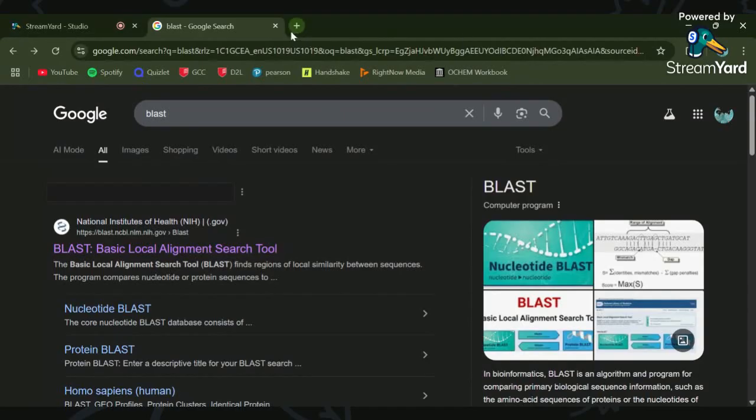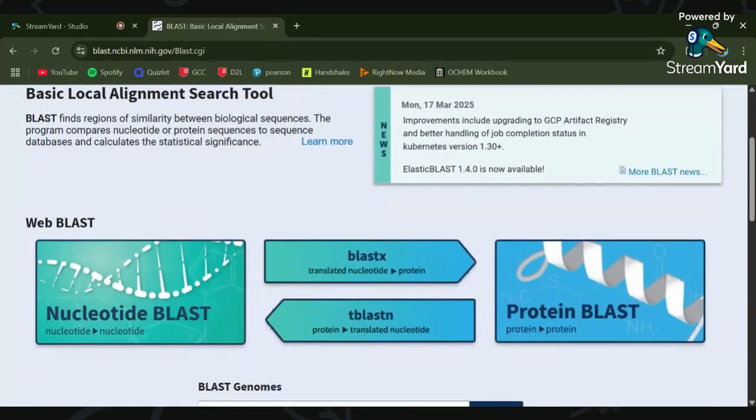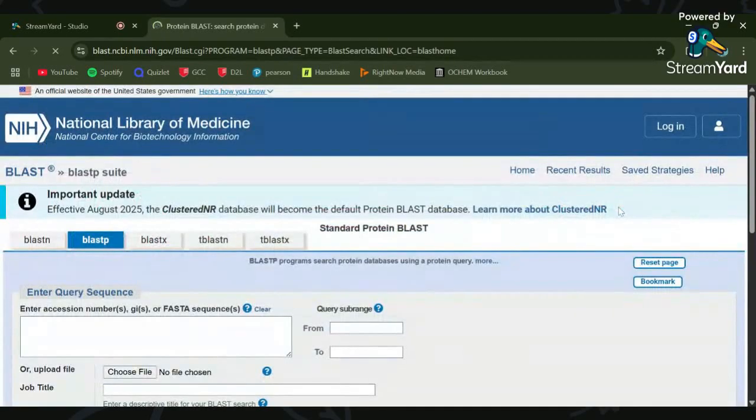Okay, so go ahead and click on that. It says BLAST, Basic Local Alignment Search Tool. Okay. All right, so scroll down a little bit. So you can kind of guess what nucleotide BLAST does versus protein BLAST. Yeah, that's not that hard. So try protein, click on protein BLAST. Okay.